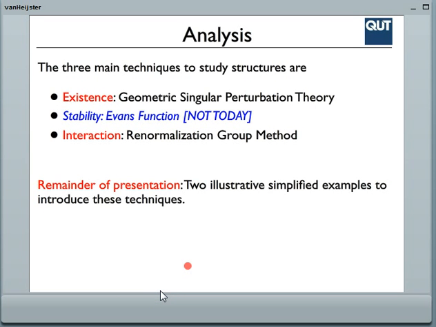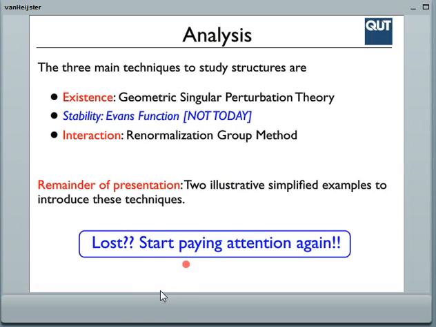But now we will go a little bit into the analysis, and we do some easy examples. So if you are lost so far, this is the point to start paying attention again and see if you can understand what's going on now, because it will become easier.